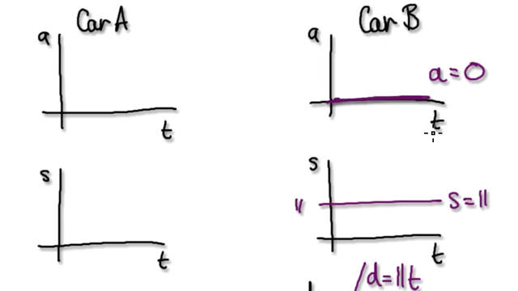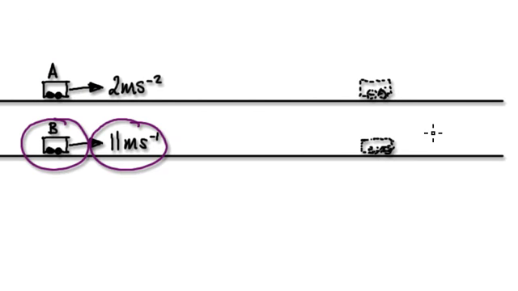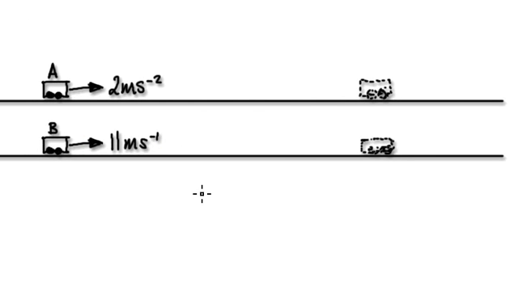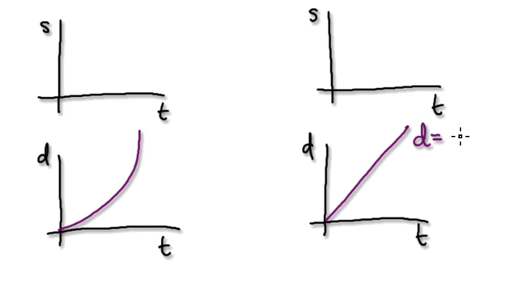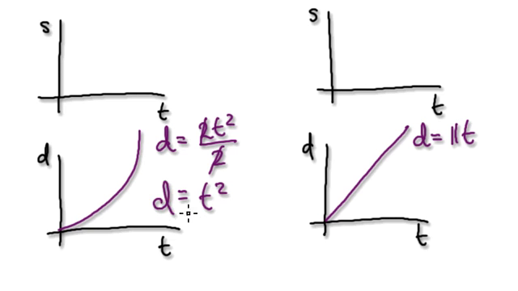Okay, so to answer the question here, when will the two cars meet up? You really got to look at the distance time graph. For car A it will look something like this. For car B it will look like something like this. So for here, d equals 11t. For this one here, remember, it's d equals 2t squared over 2, so you can think of it as being t squared. If you were to superimpose the two graphs, it would look like this.